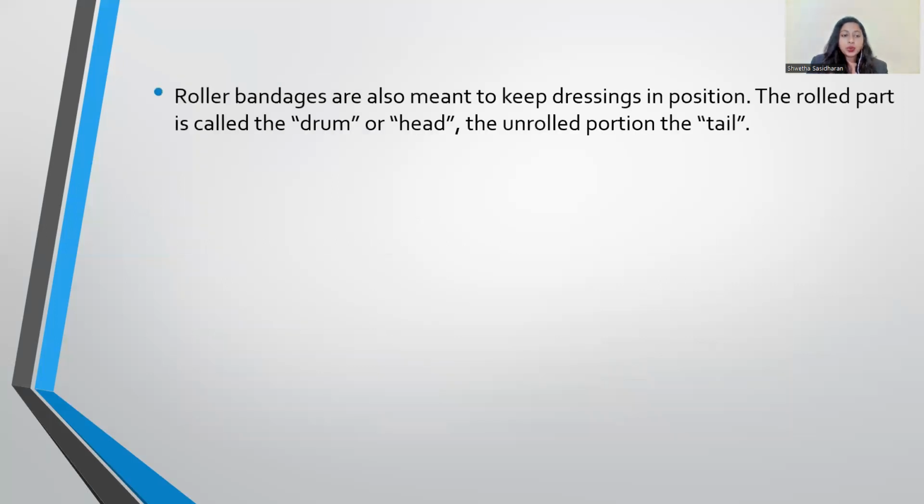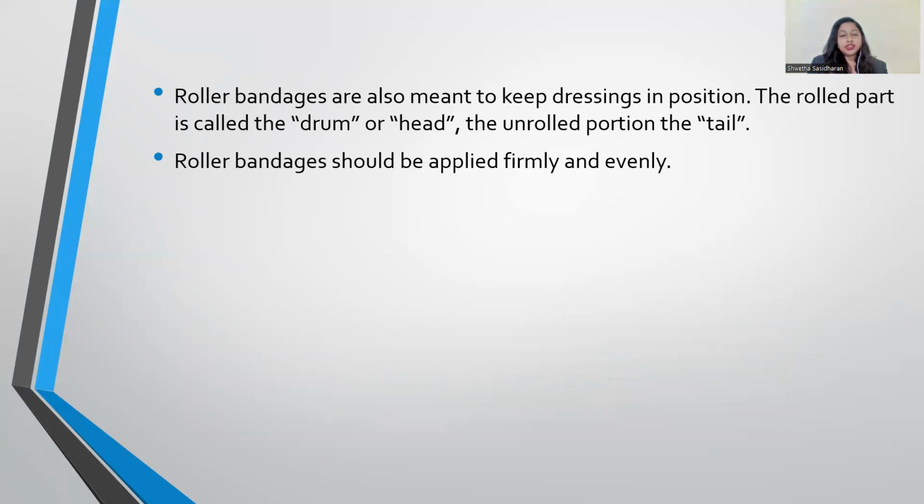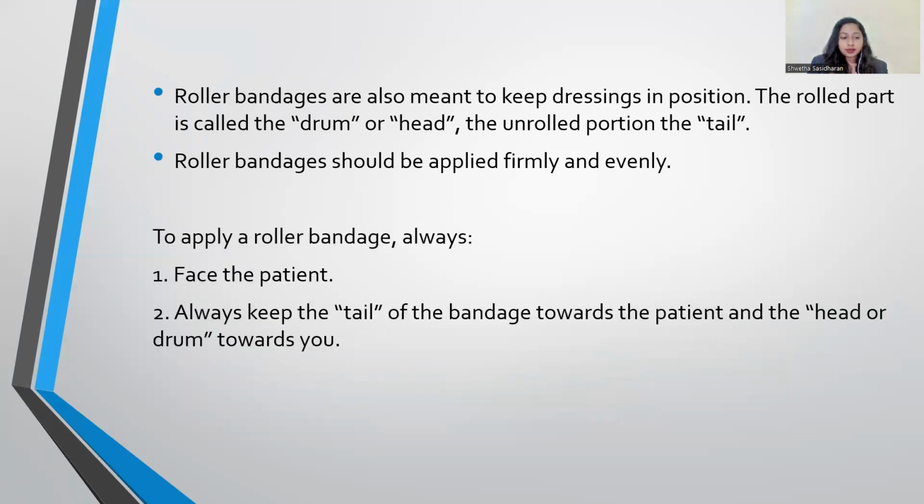The roller bandages are also meant to keep the dressing in position. The rolled part is called the drum or head, and the unrolled part is known as the tail. Whenever we put on a roller bandage, as I told you before, it should be applied firmly and evenly. It should not be too tight or too loose. To apply a roller bandage, always face the patient. Keep the tail of the bandage towards the patient and the head towards you.